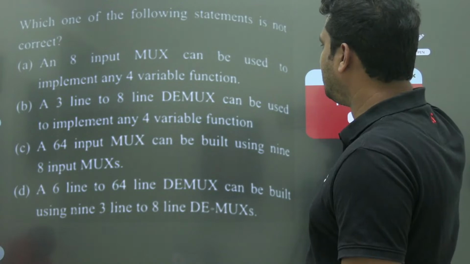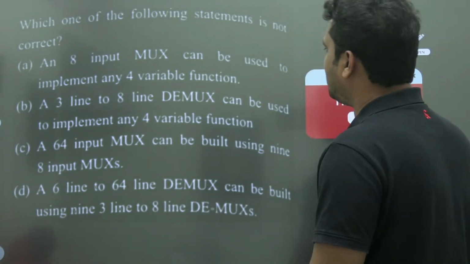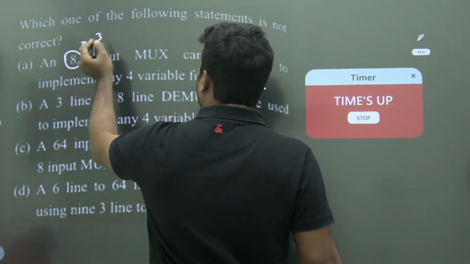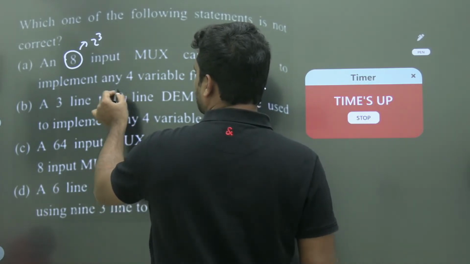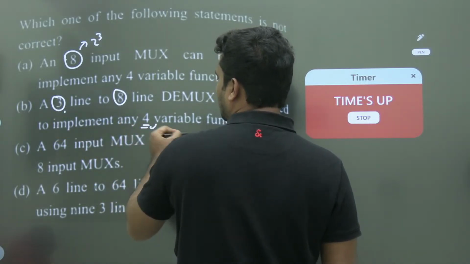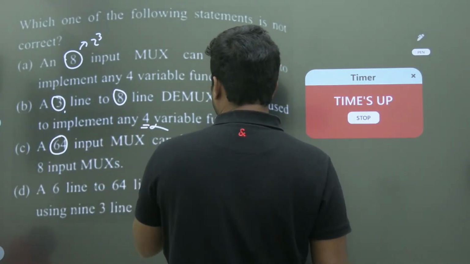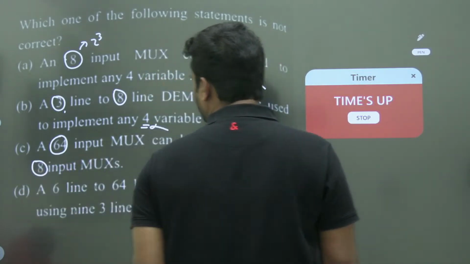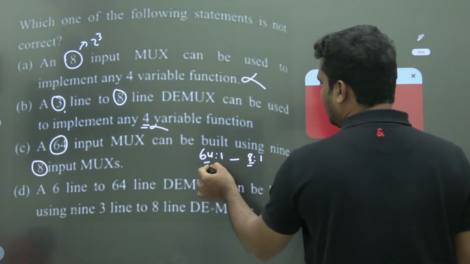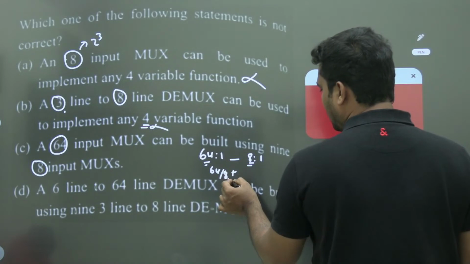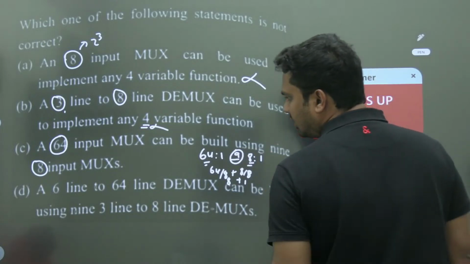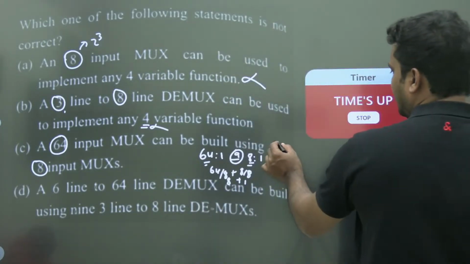An 8 input mux can be used to implement any 4 variable function? No. If you have an 8 input mux, you can implement any 3 variable function. If you have a 3 to 8 demux, actually it is called a decoder, there also it is 3 variables, not 4. A 64 input mux can be built using 9 8 input muxes. If you need 64 by 1, how many 8 by 1s are required? Divide 64 by 8, you get 8. Divide 8 by 8, you get 1. Total will be 9. So using 9 8 by 1 muxes, this is correct.